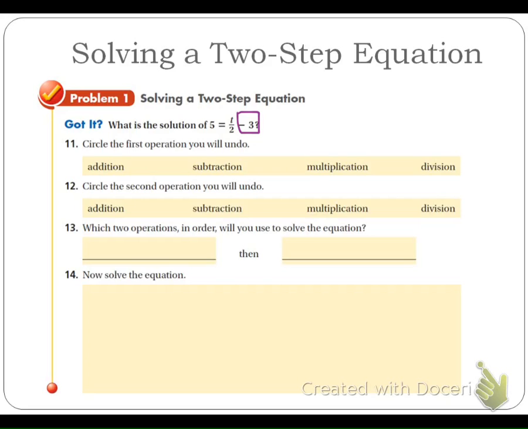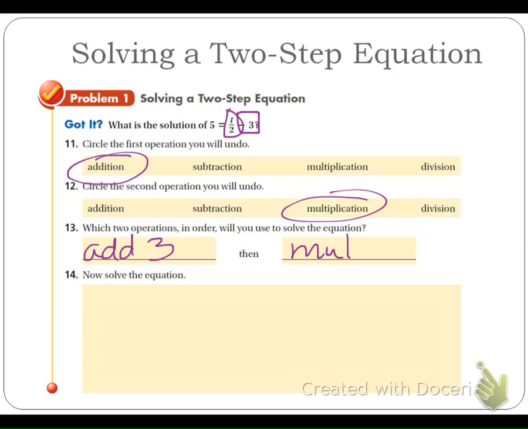If that's a plus 3 or a minus 3, in order to undo it, we would have to add. The second operation, we would have to isolate the variable from its coefficient. The 2 is under our t, so we would have to move it up and multiply. So our two operations that we would have to apply in order to solve this equation is we would have to add 3 and then multiply 2.